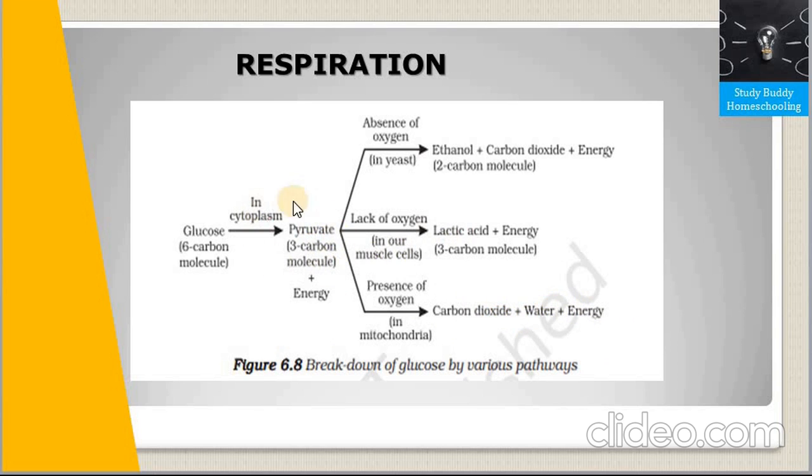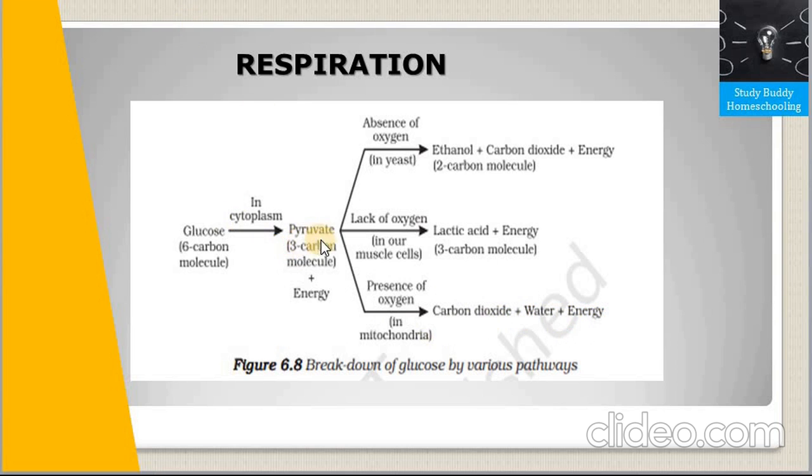So, we saw how the pyruvate molecule reacts in the absence of oxygen. In the absence of oxygen, pyruvate in the cytoplasm itself gets broken down into ethanol, carbon dioxide and energy. But if oxygen supply is there in the cell, pyruvate will move to mitochondria, and in the mitochondria it gets broken down in the presence of oxygen into carbon dioxide with the release of energy in the form of ATP, which is adenosine triphosphate, and water.